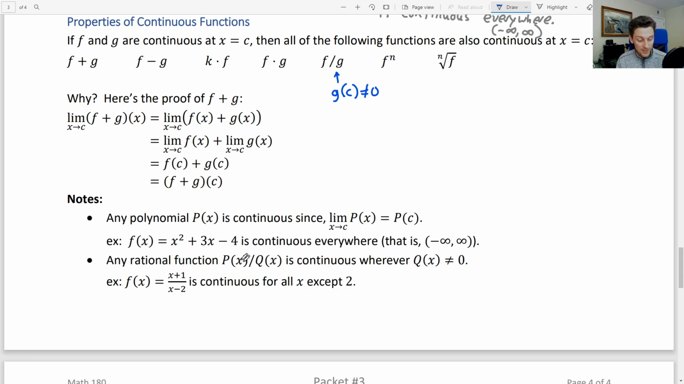Any rational function p of x over q of x is going to be continuous everywhere except where q of x is equal to 0. So it's going to be continuous wherever q of x is not equal to 0. Like f of x equals x plus 1 over x minus 2 would be an example of a rational function. It's going to be continuous everywhere except where the bottom is 0, so except x equals 2.